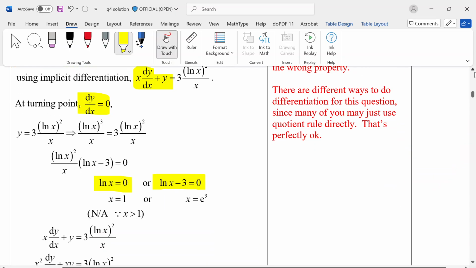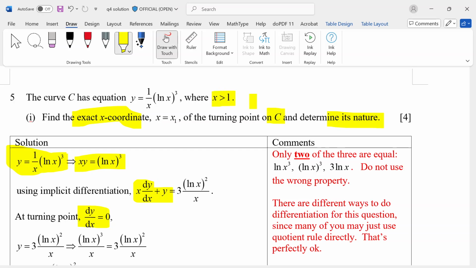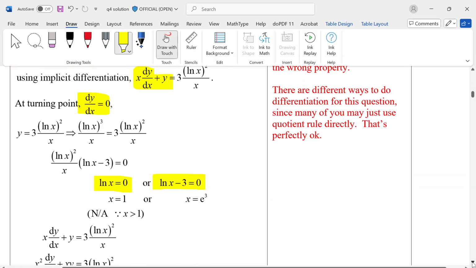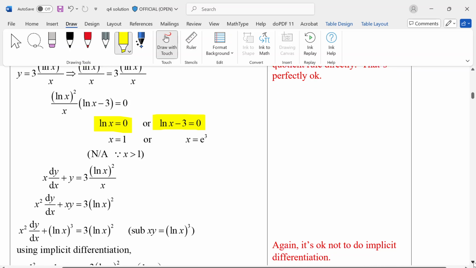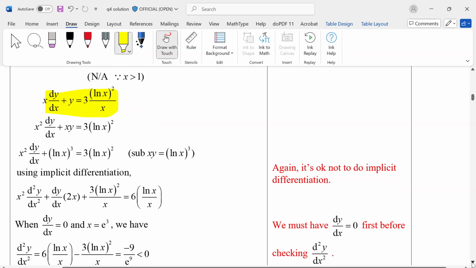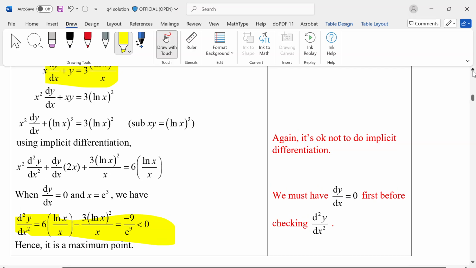The question tells you that x is supposed to be greater than 1, so you reject one of these solutions. Then the question asks you to determine the nature. The standard procedure, from the dy/dx result, is to activate implicit differentiation one more time and determine that when dy/dx equals 0, the second derivative is smaller than 0. So it's not too difficult.